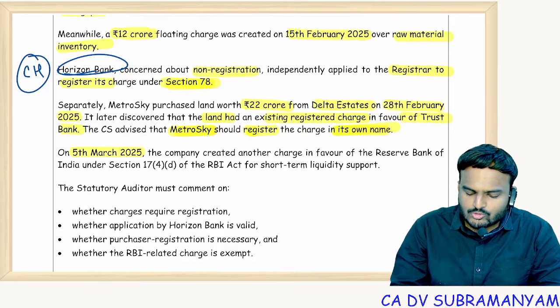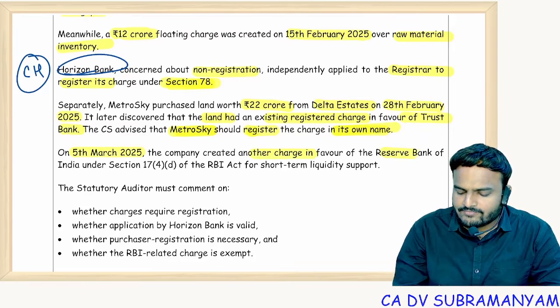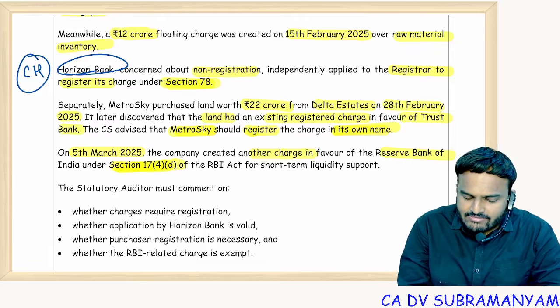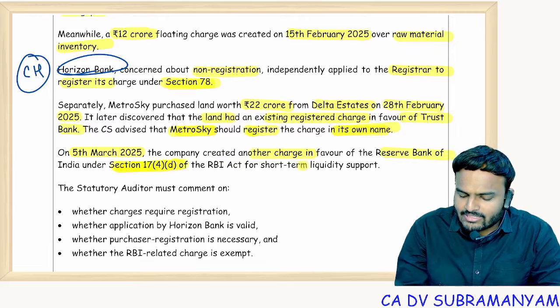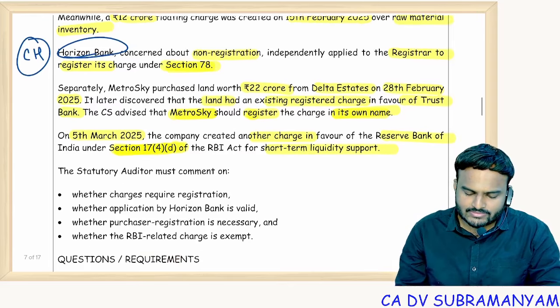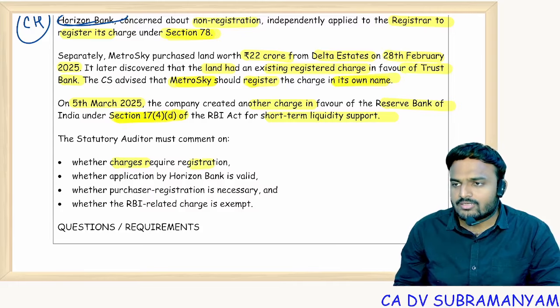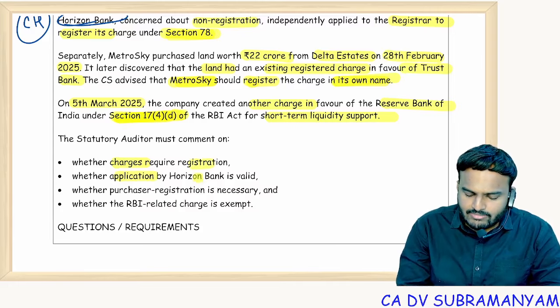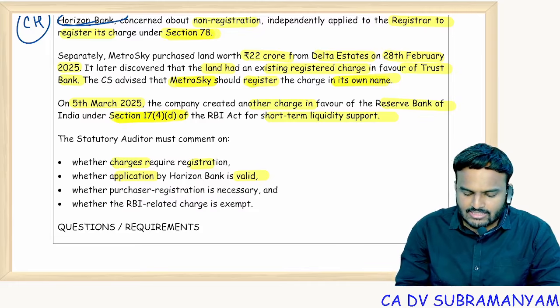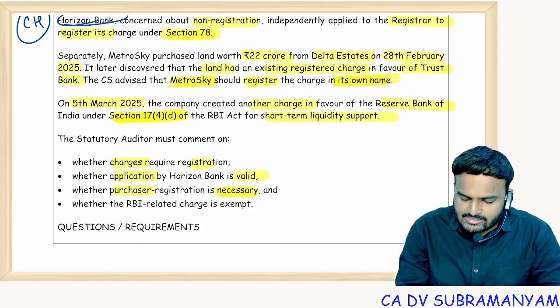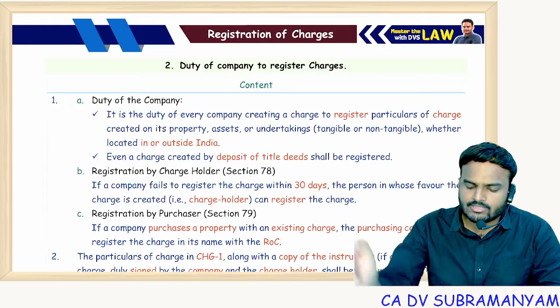On 5th March 2025, the company created another charge in favor of RBI under Section 17(4)(d) of the RBI Act for short-term liquidity support. The statutory auditor must comment on whether the charges require registration. Yes, sir. Whether the application by Horizon Bank is valid, we will see. Whether purchaser registration is necessary, we will see. Whether the RBI-related charge is exempted or not exempted.